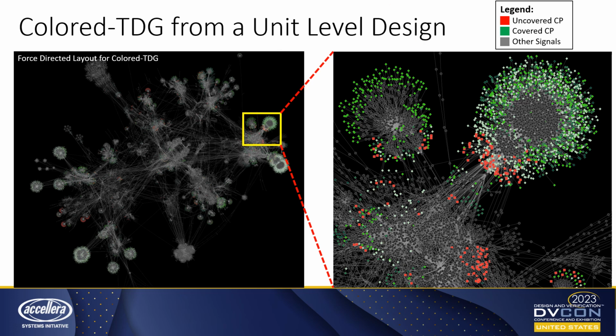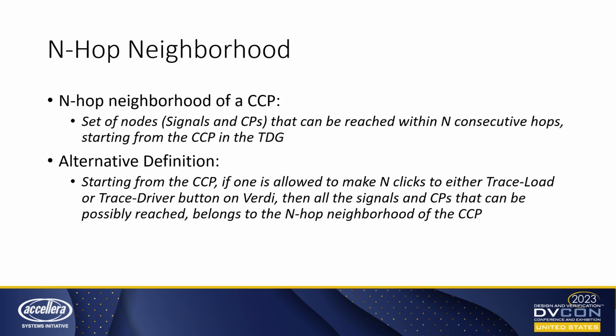Now that we have the trace driver graph representation of the RTL, we can formally define what we mean by the n-hop neighborhood of a covered cover property. We define the n-hop neighborhood of a covered cover property as the set of nodes, including both signals and cover properties, that can be reached within n consecutive hops starting from the CCP in the trace driver graph.